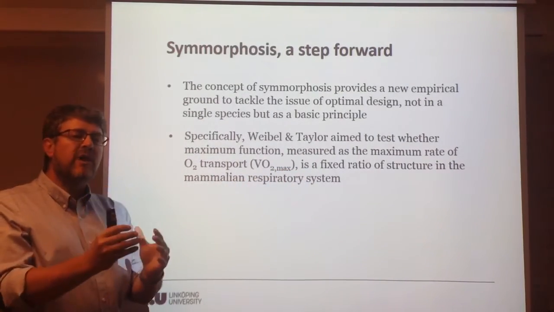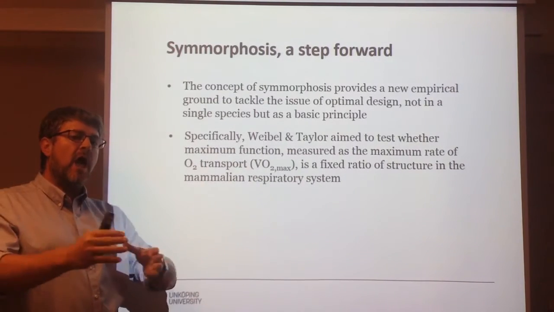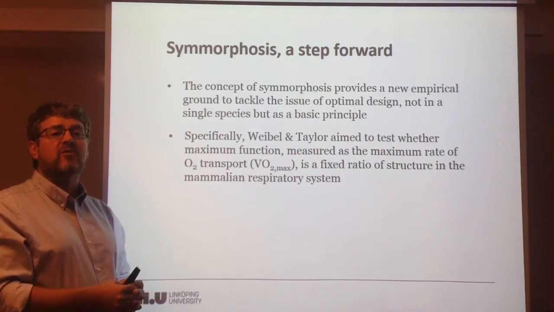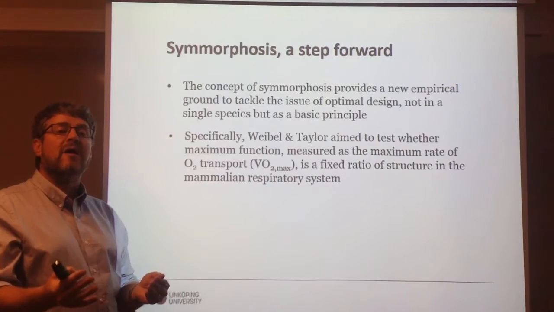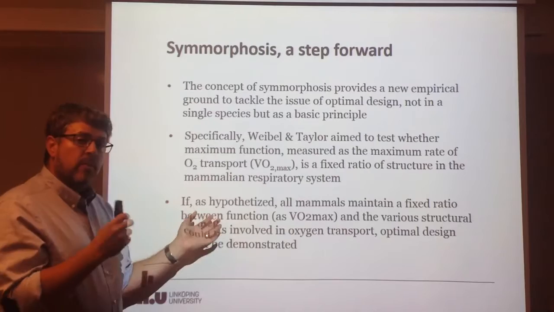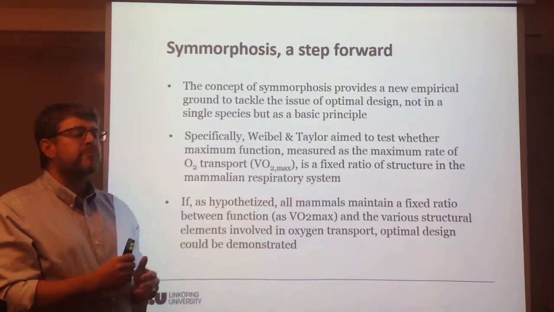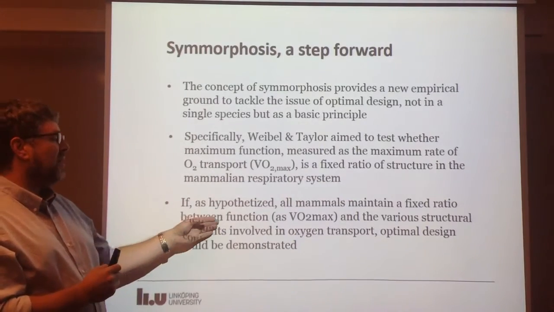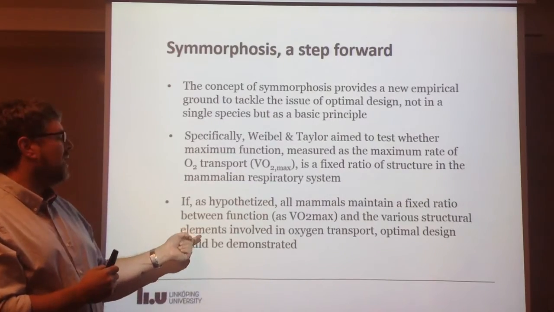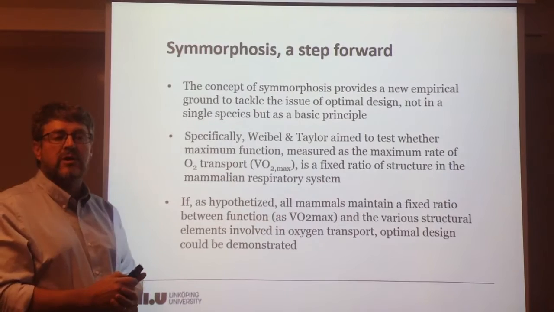So they focused the study on the mammalian respiratory systems in multiple species across orders to see if they find evidence of this match between structure and function in oxygen transport. Their purpose is that if, as they hypothesized, all mammals maintain a fixed ratio between function, in the form of VO2 max, and the various structural elements involved in oxygen transport, optimal design could be demonstrated.